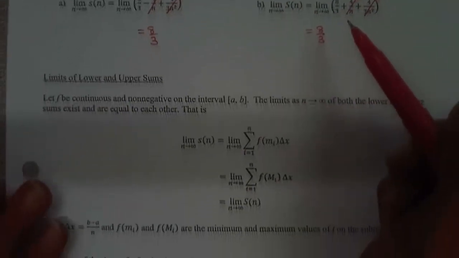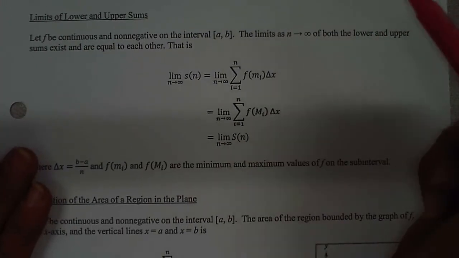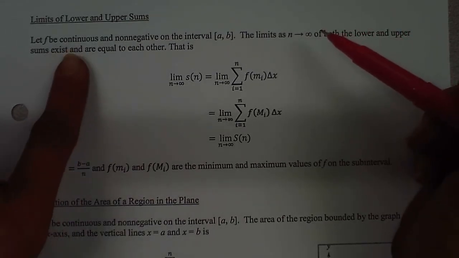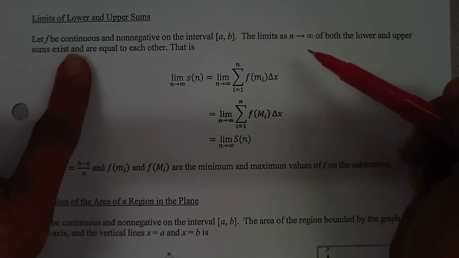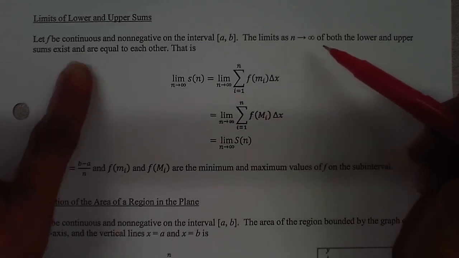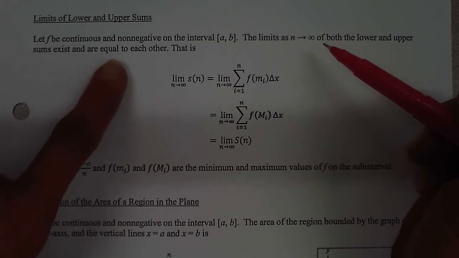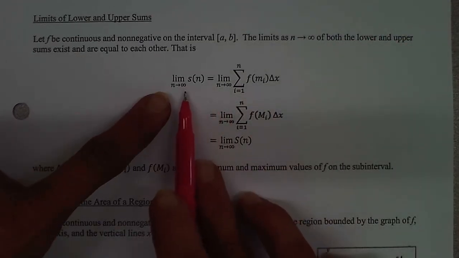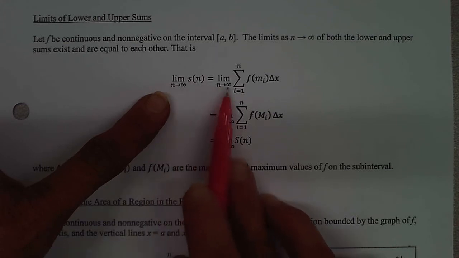So if we look here at limits of lower and upper sums, it says to let f be continuous and non-negative on the interval a to b. The limits as n goes to infinity of both the lower and upper sums exist and are equal to each other. So what that's saying here is I've got the limit as n goes to infinity of my lower sum.